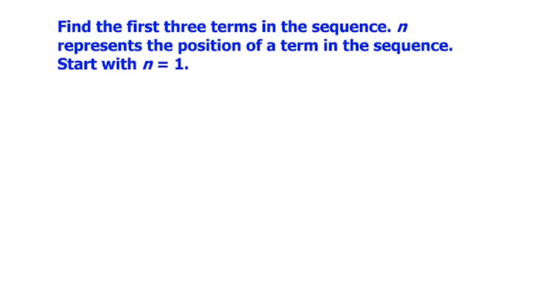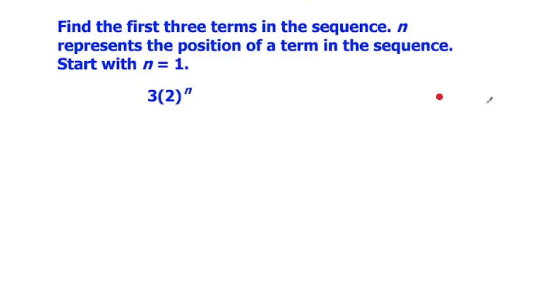This is a quick, easy video that teaches you how to calculate the terms in a sequence when the sequence has an exponent. So if we have a problem like this one that says find the first three terms in the sequence, n represents the position of a term in the sequence. Start with n equals 1. And we have this sequence. N is the exponent. So don't be intimidated by this.